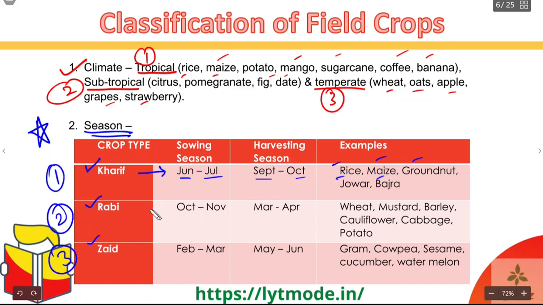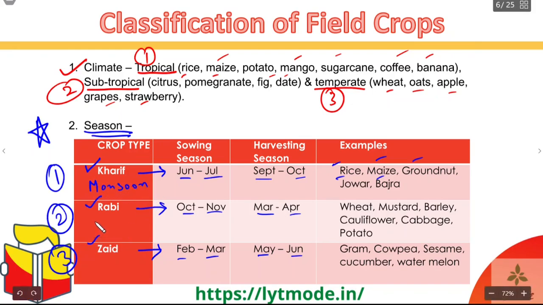Rabi is grown in the winter months, which is October, November, and then it's harvested in March and April. And zaid is the months between Kharif and Rabi. So Feb and March is when it is sown and it's harvested in the summers in May and June. Okay, so Kharif crops are basically the ones which utilize the monsoon.